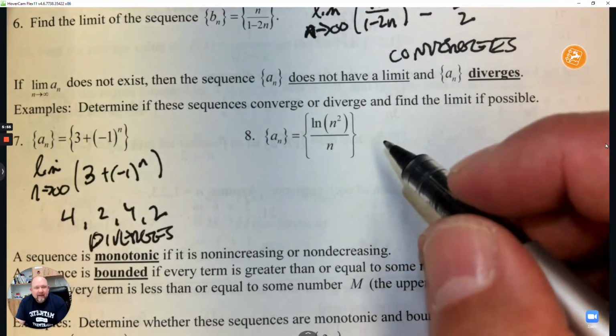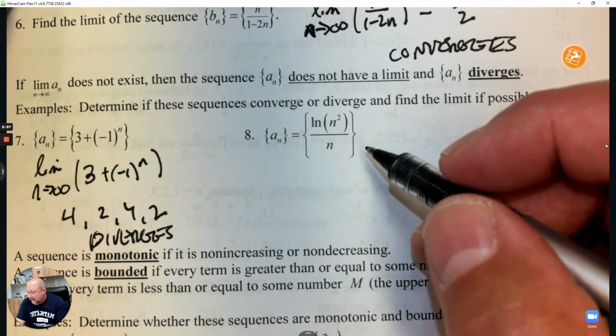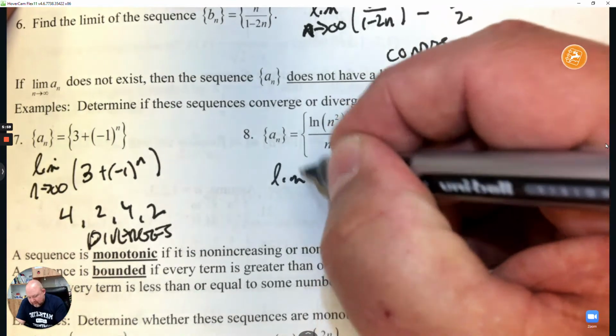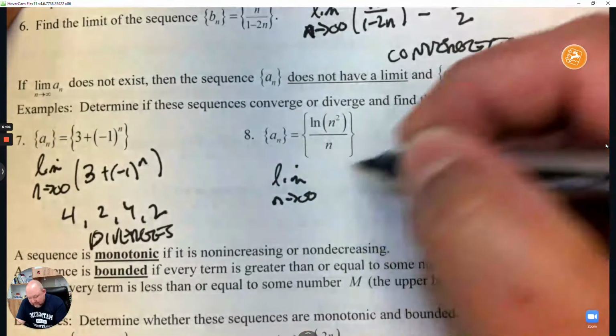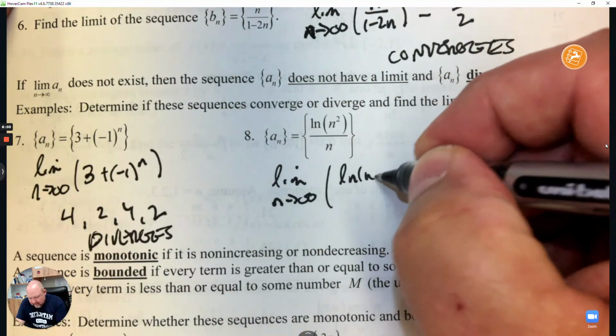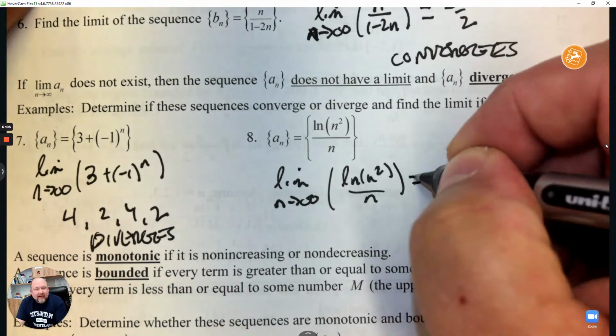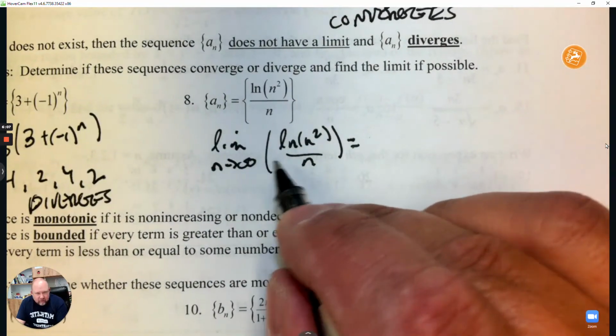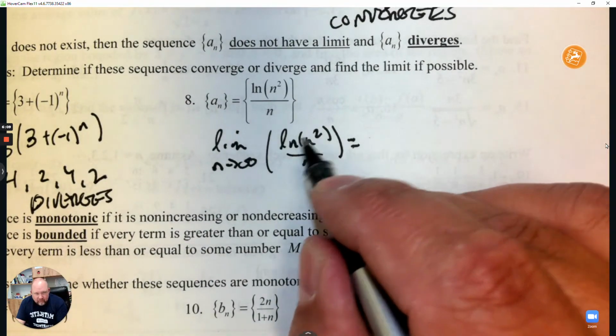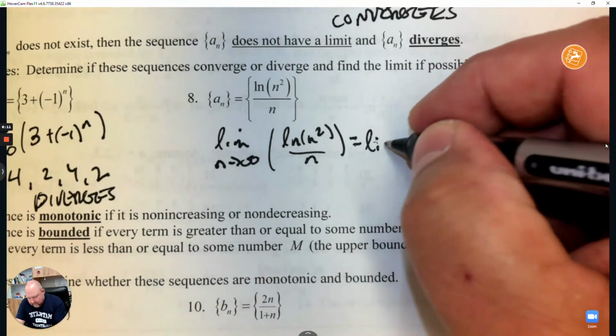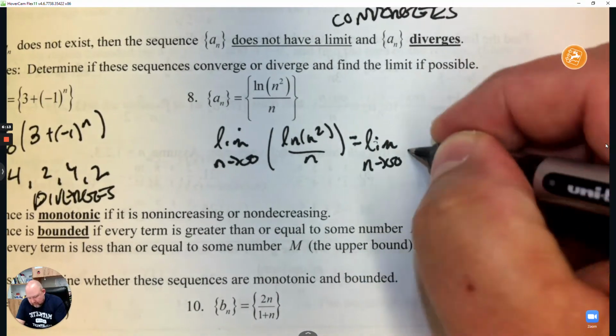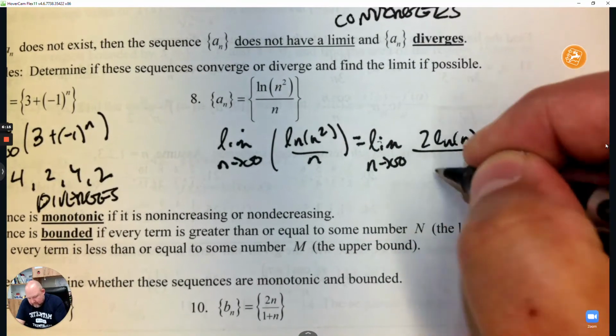In number 8, again, we don't have to write it as limit notation, but if you wrote it as a limit as n approaches infinity, how would you approach this? Kind of like L'Hopital's rule, right? How would you approach understanding the right-hand behavior? First of all, I would use the power property, where the exponent would go in front of the logarithm.